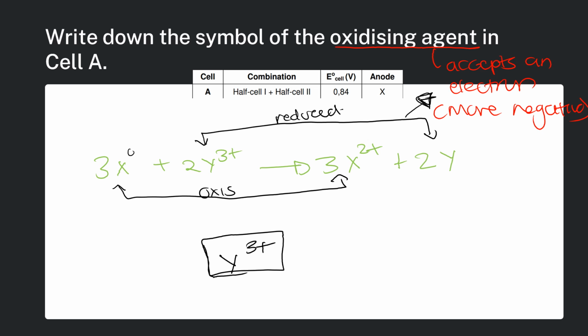Remember, when you're looking at your oxidizing agent and your reducing agent, you always want to look at the reactant side. The reason is that the reactant side is where you'll find either the electron donor or the electron acceptor.